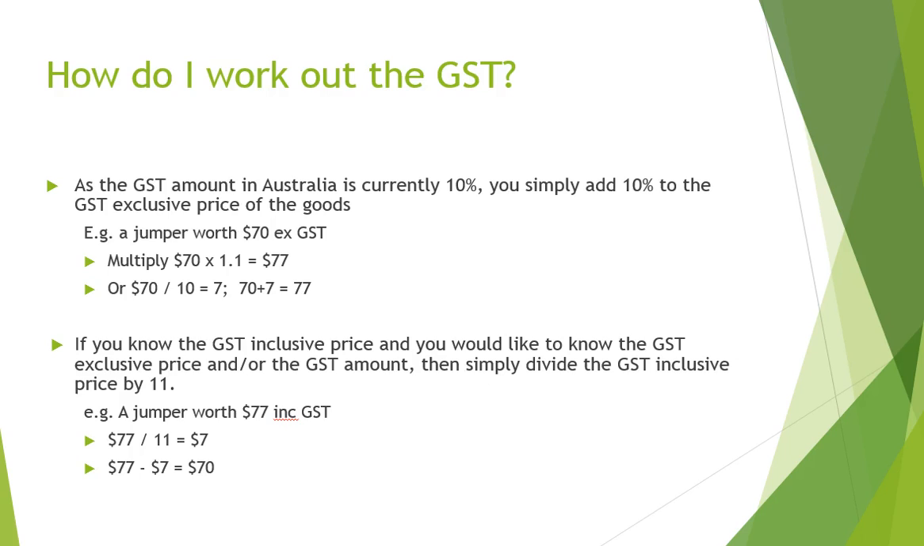If you're not confident with that, you take the GST exclusive amount, divide it by 10, so that equals 7, and you just add it to the original amount. Either way, you'll get the same result.